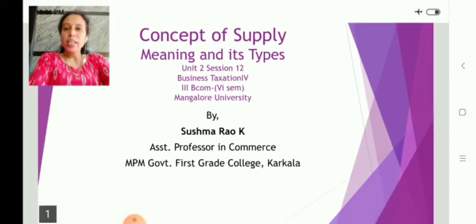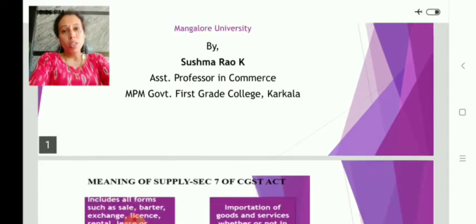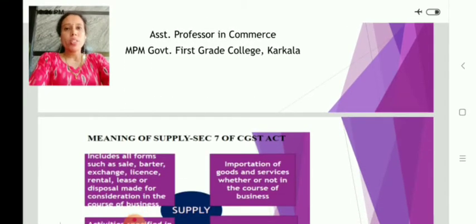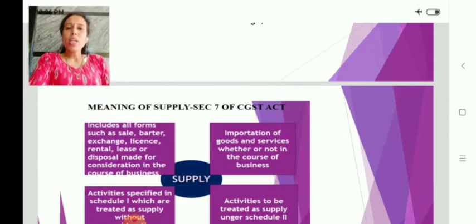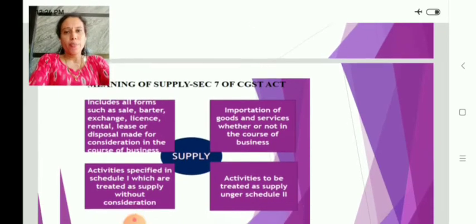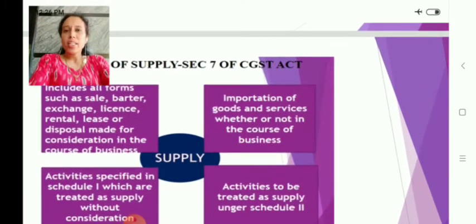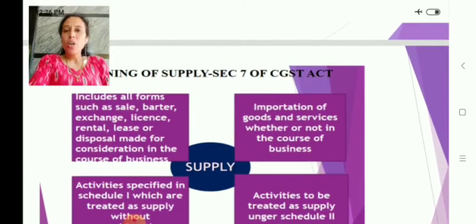GST is an indirect tax which is levied on the supply of goods and services. So what is the meaning of supply under GST? Does it mean the sale of goods and services or it is different? Yes, sale is one kind of supply. GST is not imposed only on sales, but it is imposed on all kinds of supplies.